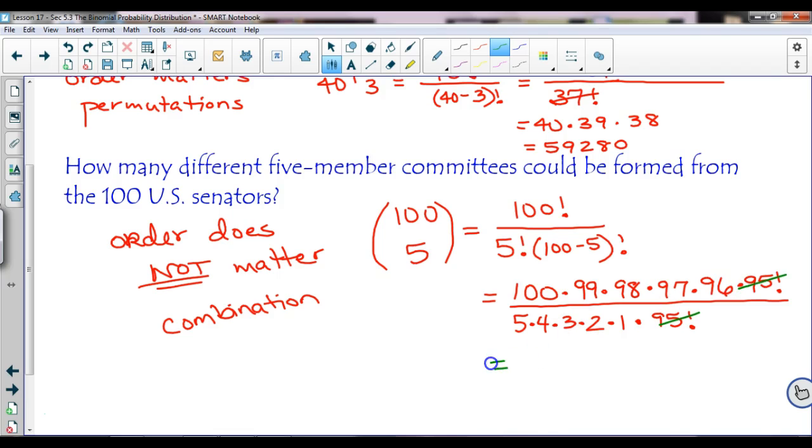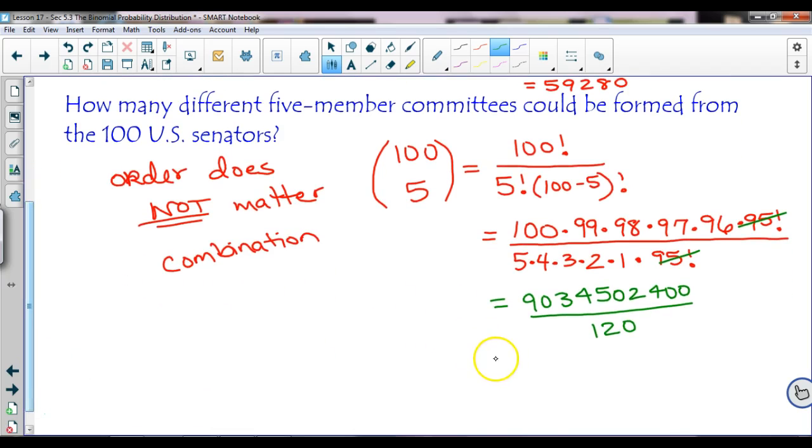And we get what for the numerator? Well, it's a ginormous number, right? Yes. 9,034,502,400. Proud of you for just calling that number out. All over, we did it a while ago, didn't we? 120. The 5 books on the shelf, right? And you end up with 75,287,520.